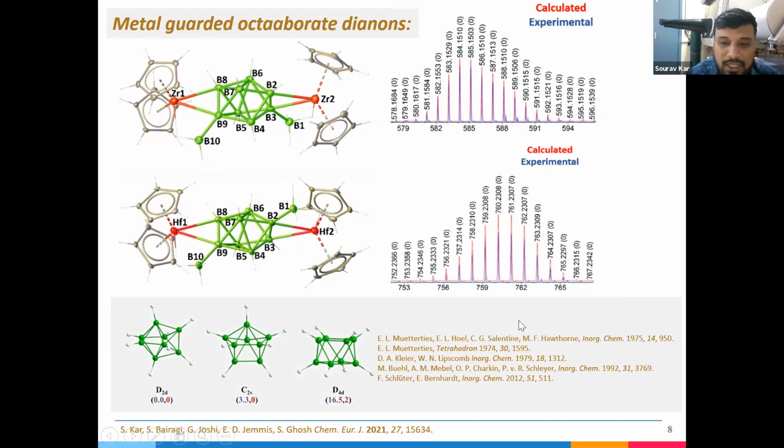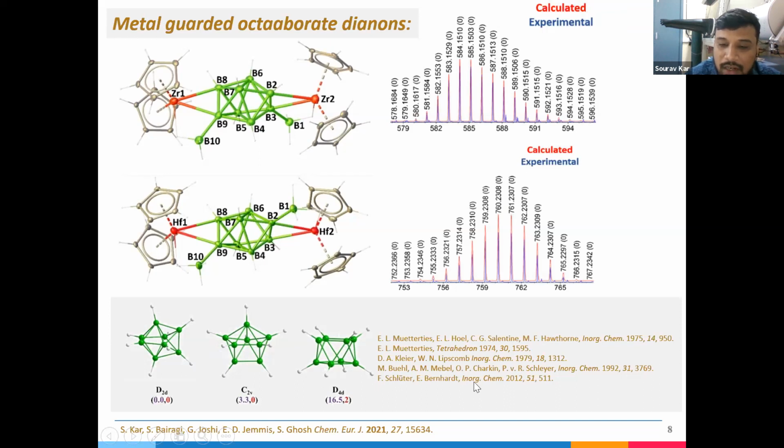As I mentioned earlier, in the year 1975, Muetterties et al. already isolated a dodecahedron structure. But what is new in our case? They isolated the solid state structure, but their solution state structure differed from their solid state structure. Later on, many theoretical and experimental studies were carried out, and in many studies the solution state structure was reported as square antiprism or bicapped trigonal prism.